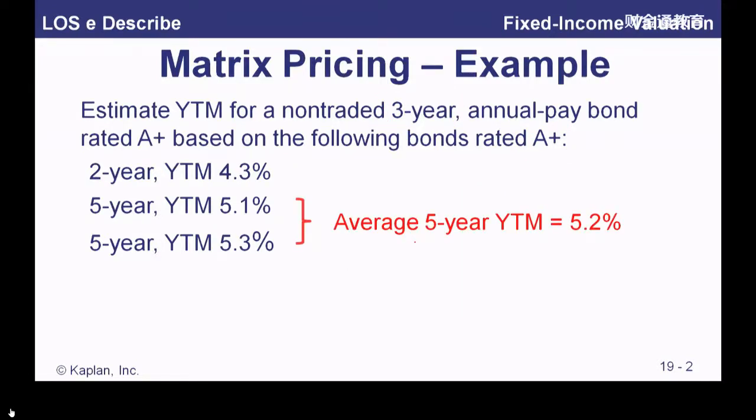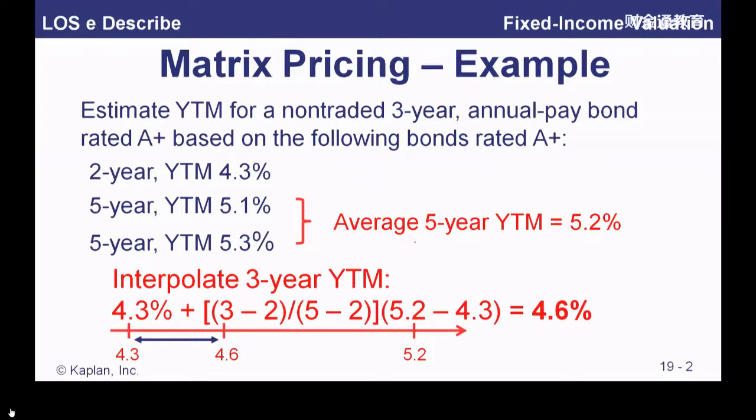So now let's see that with some better writing. First step, average those two and get your 5-year yield to maturity. Next off, here's the interpolation. 3 minus 2, that's a 1. 5 minus 2, so there's our 1/3 of the difference of 0.9%. Well, we're 3/10 of a percent from 4.3 on our way to 5.2. And so that's matrix pricing. Those are all the moves. That's all you need to know.